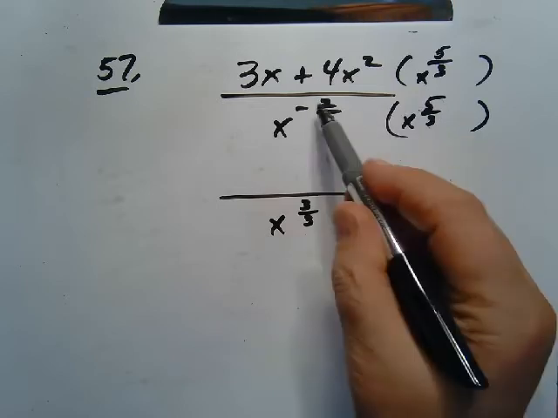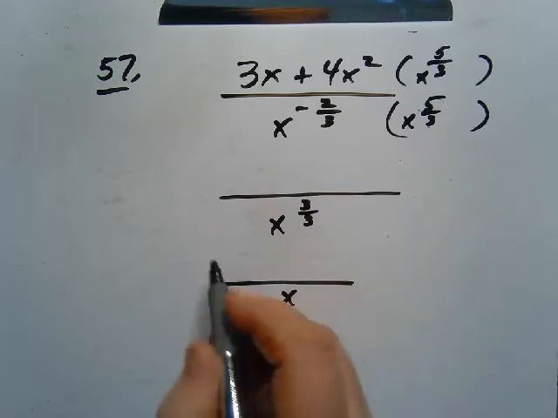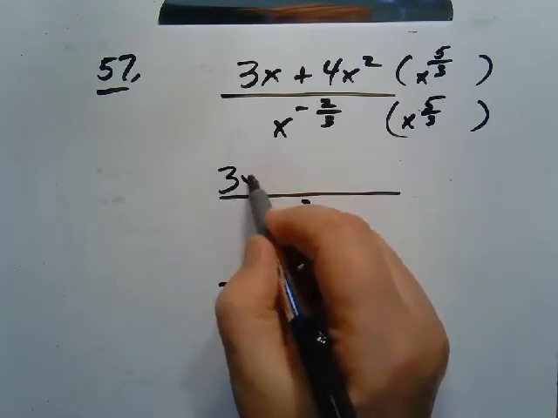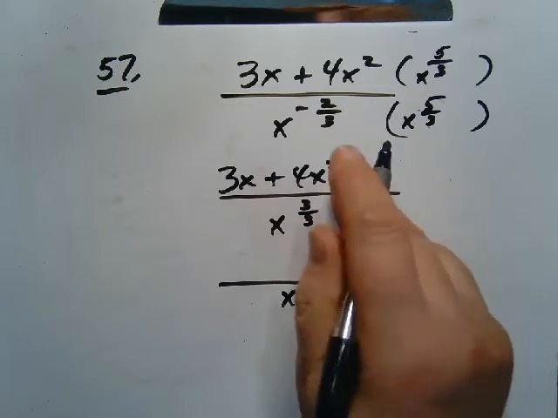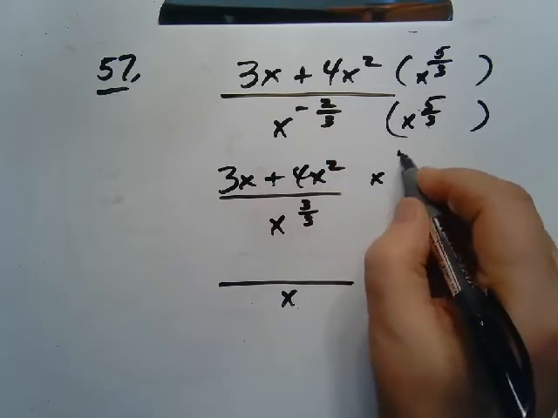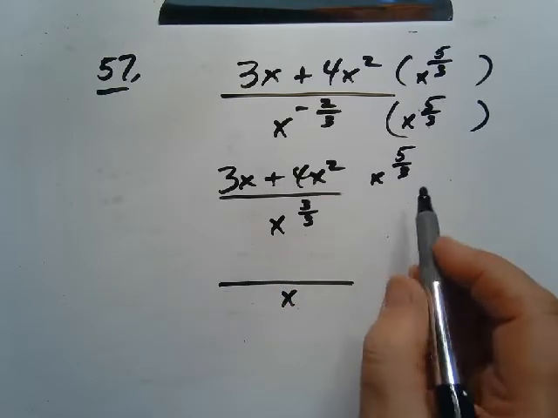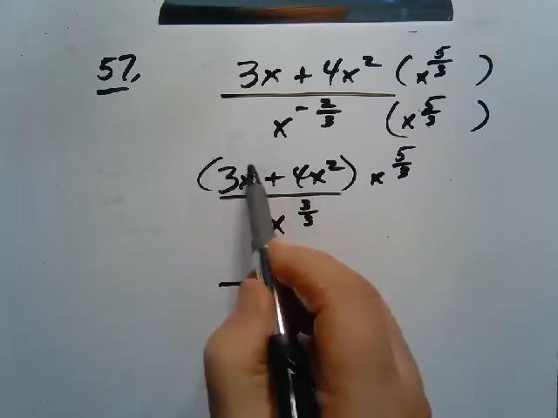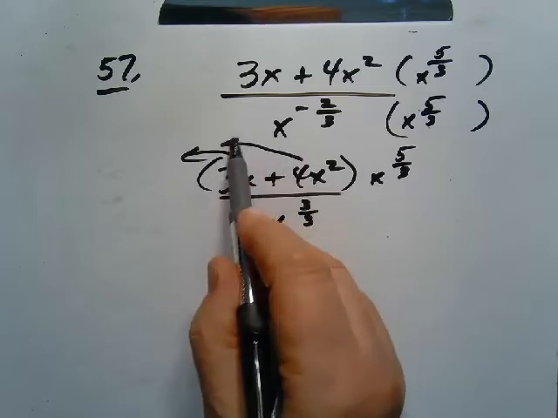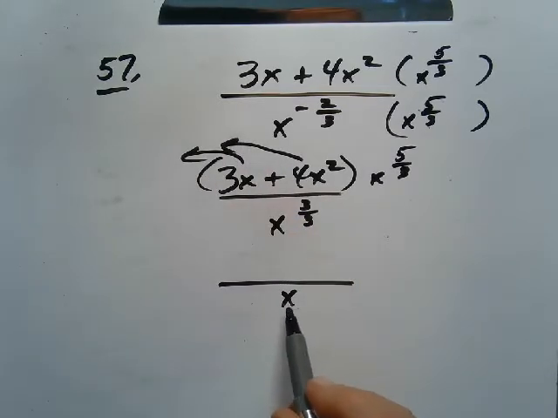5/3 plus a negative 2/3 gives me 3/3, or the denominator is simply x. So on the top, I got 3x plus 4x squared times x to the 5/3. Okay? Now I notice, before I write it down here, that I can actually pull an x out of both of these terms. And I want to do that because it's going to end up making a difference on the bottom here.